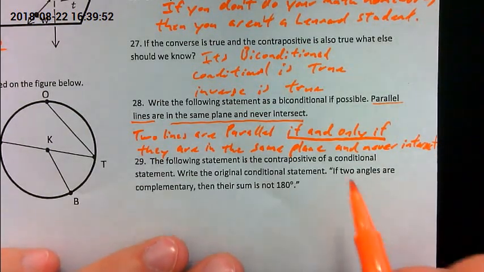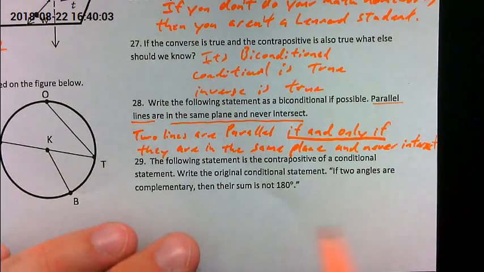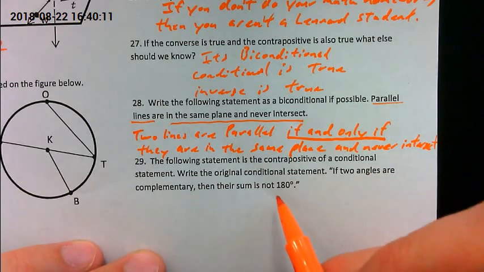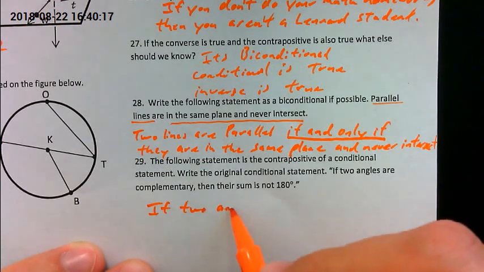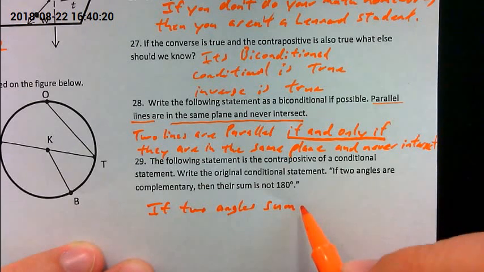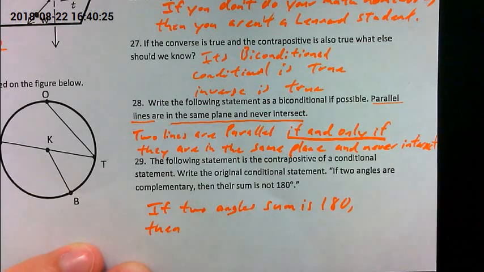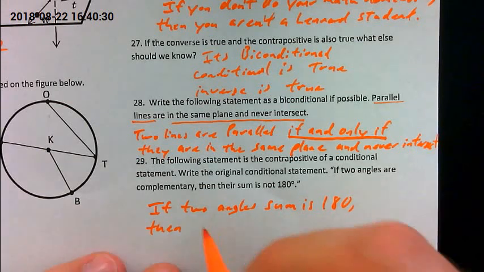So on here, if two angles are complementary, then their sum is not 180 degrees. So we want to switch and negate this to get it back to the original. So we're still going to keep the if two angles part at the beginning. Let's see. So if two angles sum is 180, then they are not complementary.